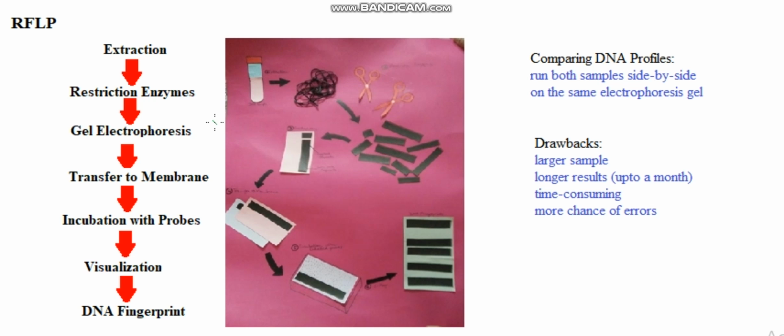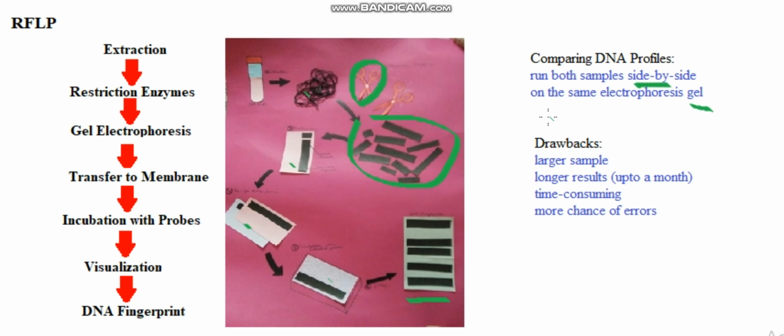Let's have a look at the diagram for a better understanding. First of all, we'll extract the DNA, and then we'll use molecular scissors or restriction enzymes to obtain different lengths of the DNA fragments. Then we'll sort them according to their size and then transfer them to a nylon membrane, followed by incubation, and ultimately we'll obtain the DNA fingerprint. Now, to compare two DNA profiles, we'll run both the samples side by side on the same gel.